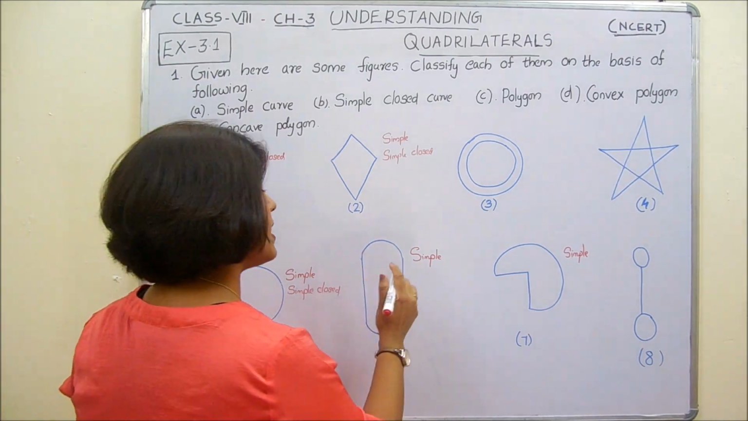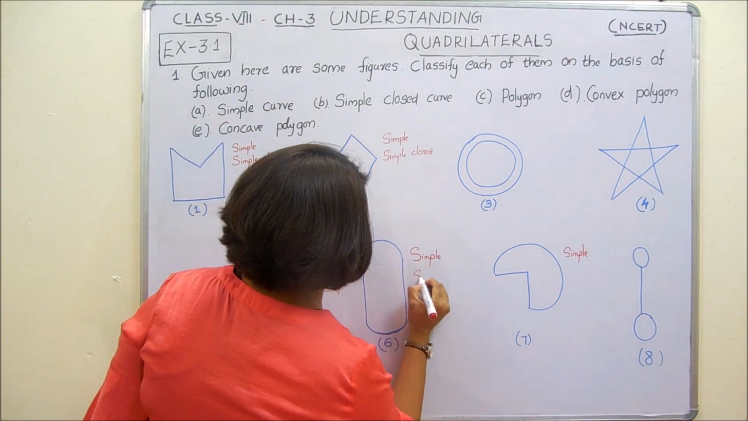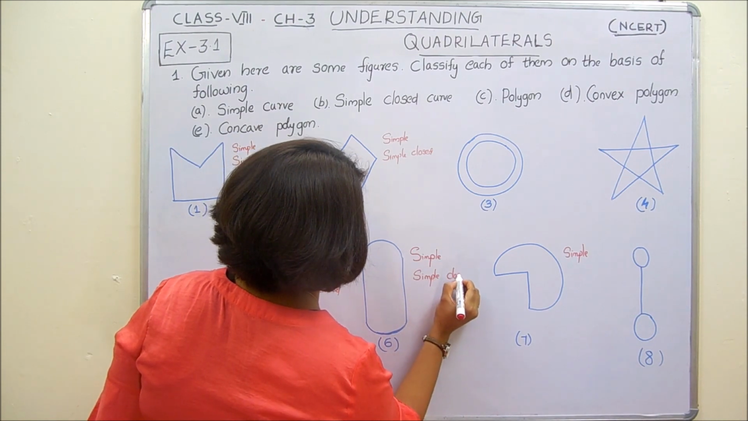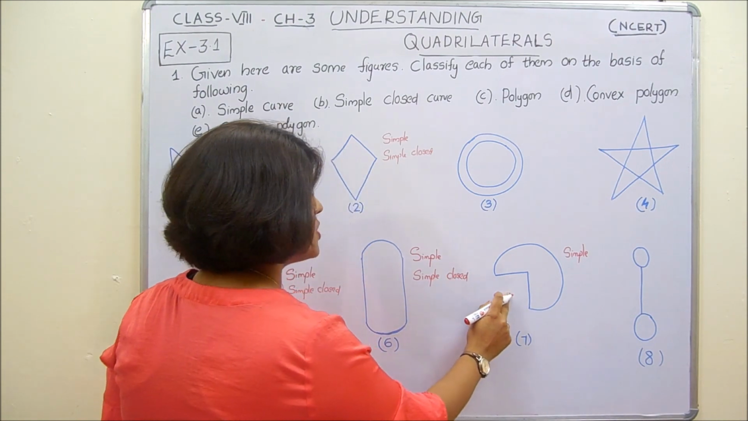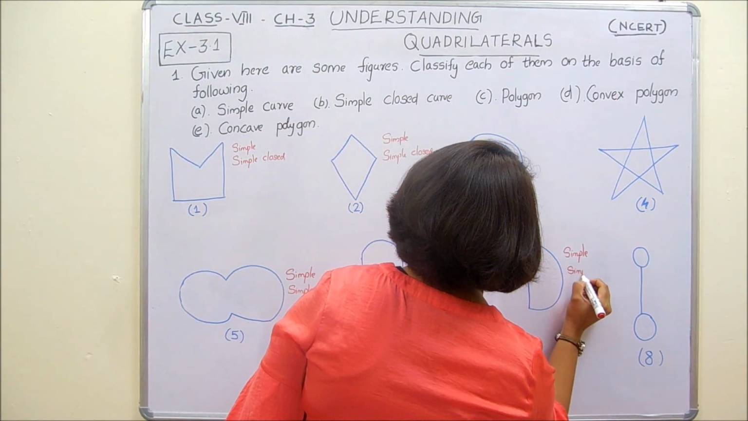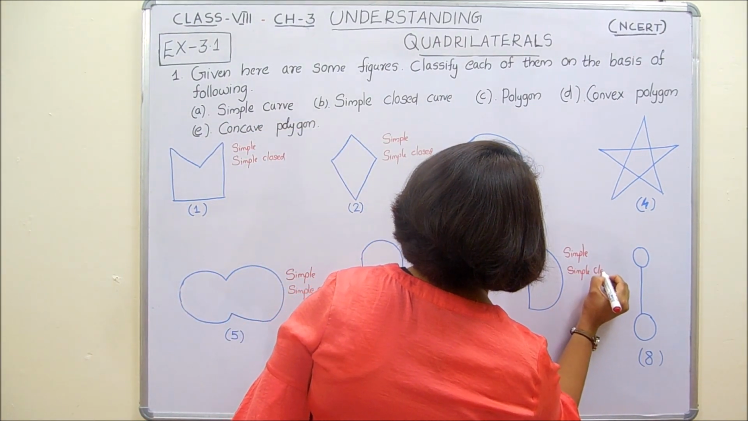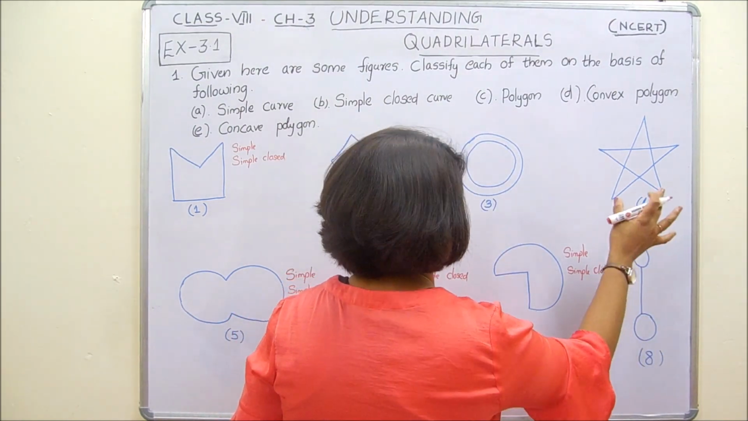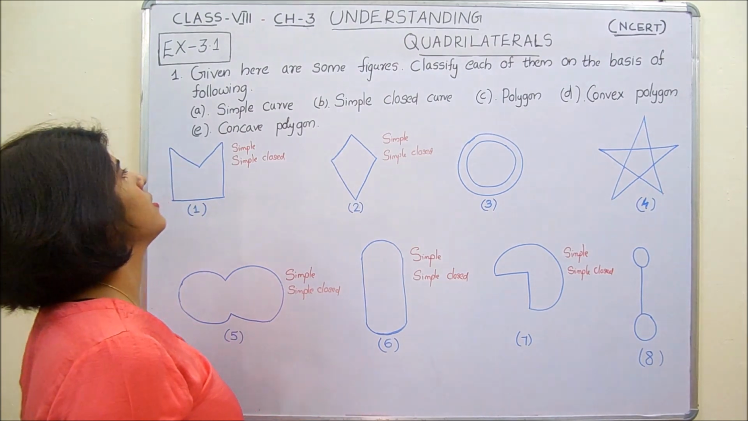What about this? This is again a closed one. That is a simple closed curve. This one is again closed. So this is a simple closed curve. Here this is not simple, so we cannot say that this is a simple closed curve.